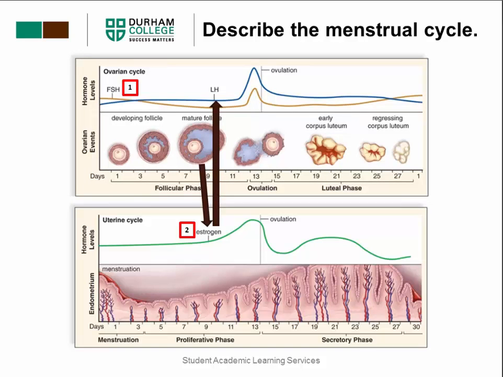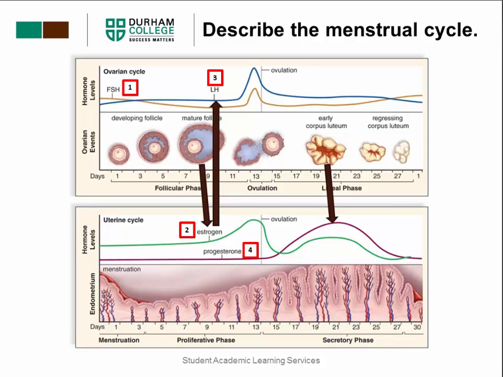This estrogen goes back up to the pituitary and ultimately causes the release of hormone number 3, the luteinizing hormone. As you can see, the luteinizing hormone spikes just prior to ovulation, so the pituitary is releasing that luteinizing hormone, which ultimately goes back down to the ovary and causes ovulation. When ovulation occurs, the corpus luteum is then formed from those nutrient cells that we talked about earlier. From the corpus luteum, we have the release of the final hormone, number 4, progesterone.